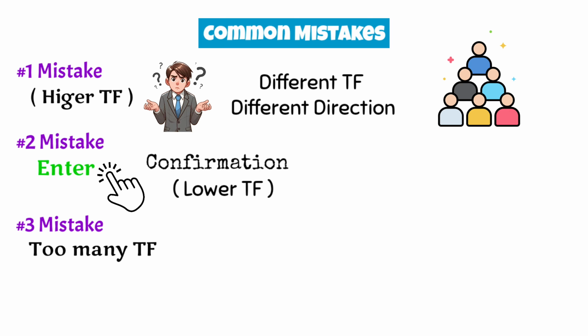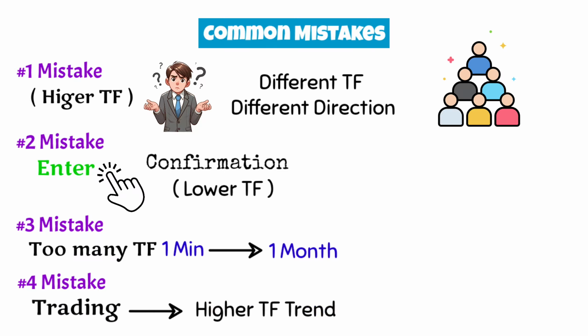The third mistake is using too many time frames. Some traders check everything from the 1-minute chart to the monthly chart and end up completely confused. Stick to just 3 time frames and practice with them consistently. The fourth mistake is trading against the higher time frame trend. Counter-trend trades are much riskier, especially for beginners.